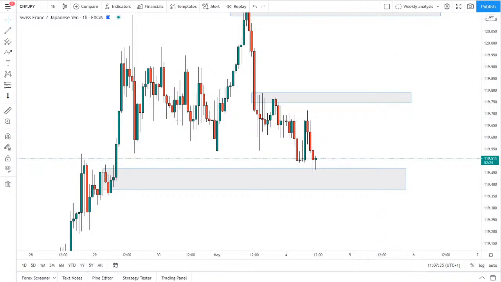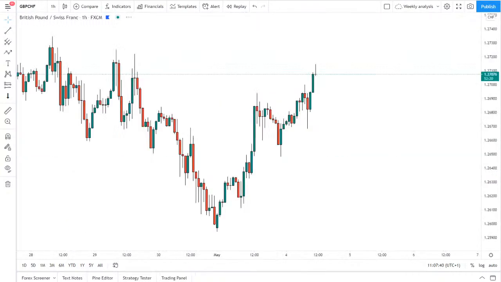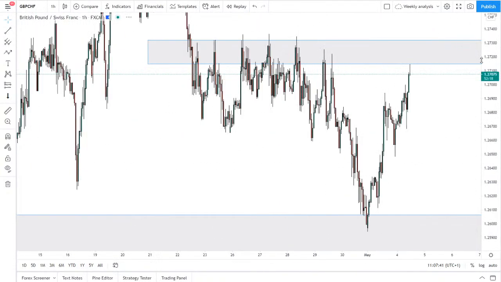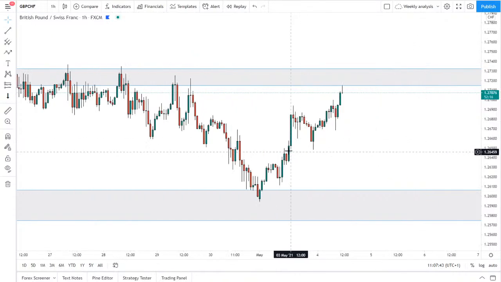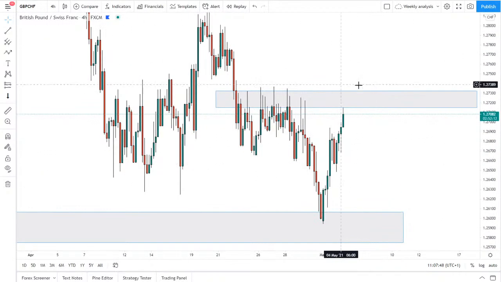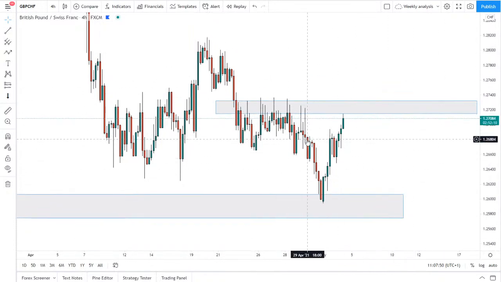So again, we've got two different areas. Not Chfjpy, GPCHF. We've got two areas right now. So GPCHF, just jump to the 4H. Again, this was like the first area of take profit for GPCHF. You can see we wicked into this area numerous times. We've just tapped into it right now.